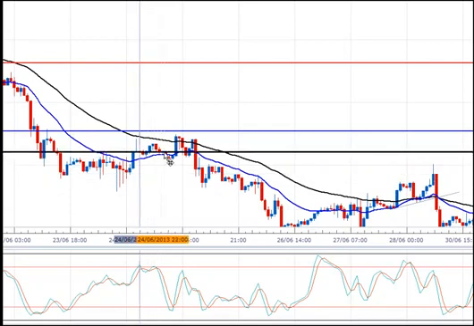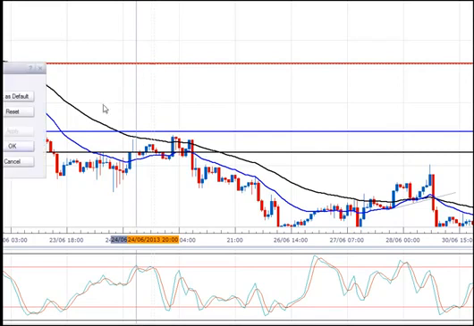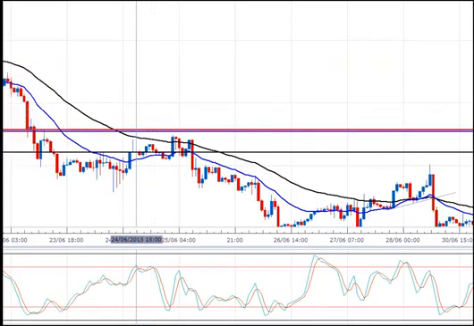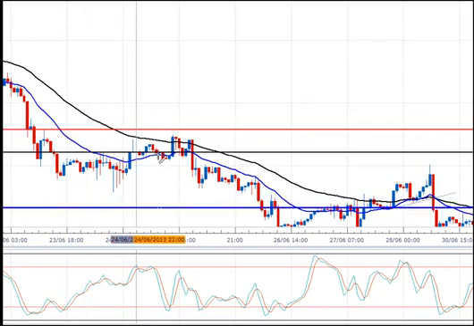What you do is set a 35 pip stop loss. 35 pips will be 1.31574. Again, I'll set 70 pips profit for this, which is somewhere around here, 1.30513.